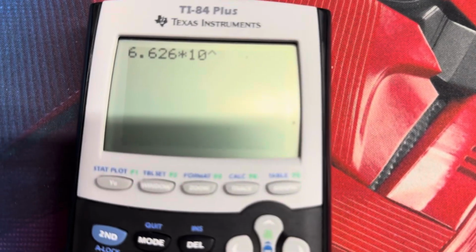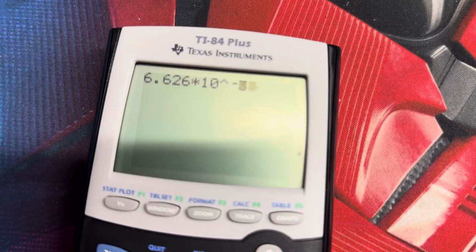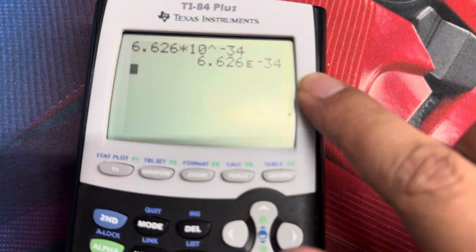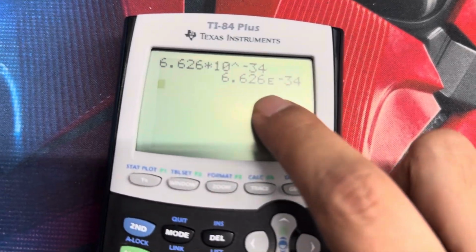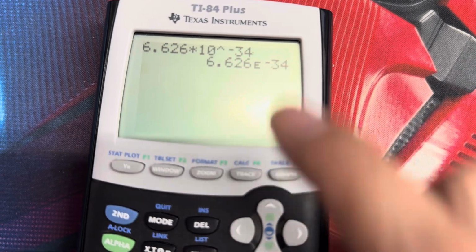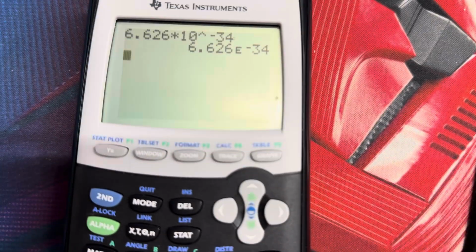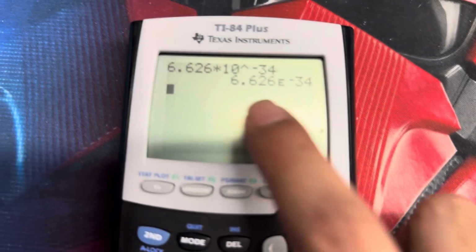And then you would put your exponent here. So for example, let's say negative 34. That's how you type out an exponent. Also, you notice that there is a capital E here. This also means exponent.